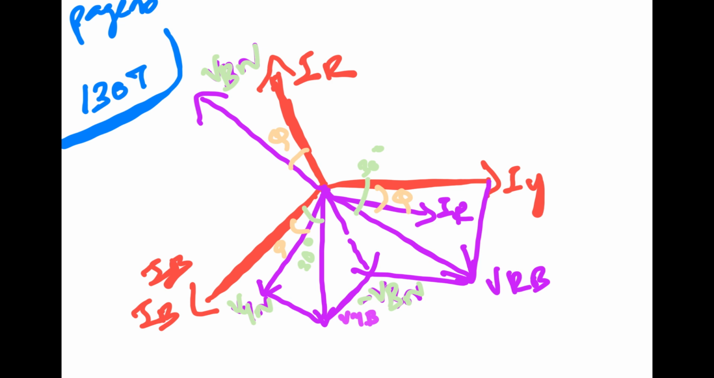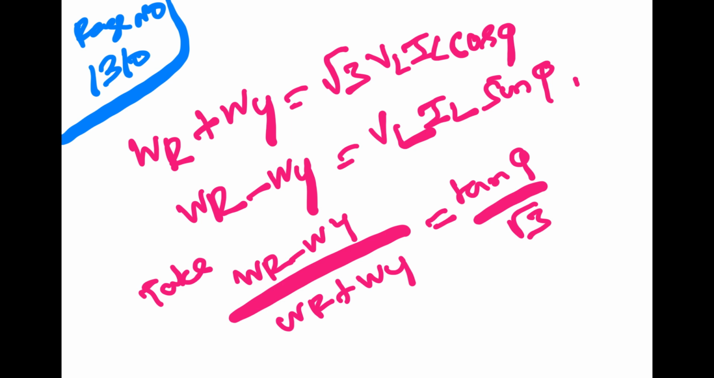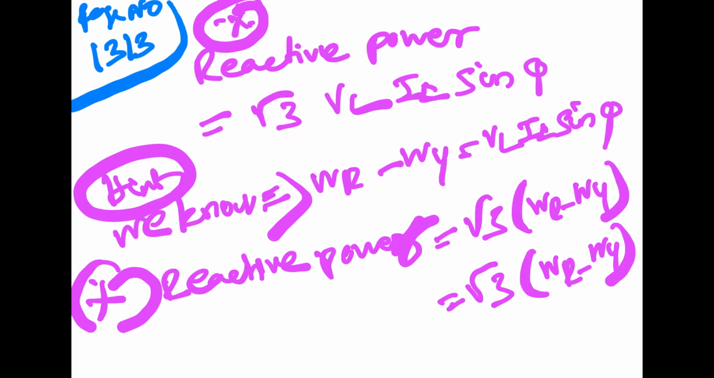Again we state the formulas. Input power to the three-phase load is WR plus WY. WR plus WY is equal to root 3 VL IL cos phi. WR minus WY is equal to VL IL sin phi. Taking WR minus WY divided by WR plus WY gives tan phi divided by root 3. Phi is tan inverse of root 3 times (WR minus WY) divided by (WR plus WY). WR is the first wattmeter reading, WY is the second wattmeter reading. Phi is the phase angle, and the power factor is cos phi.